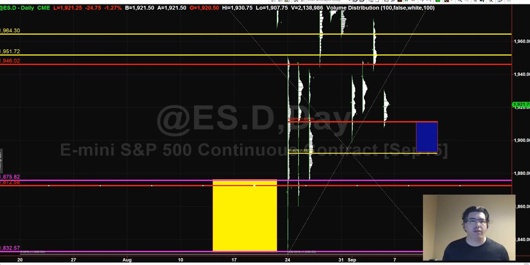Meaning that if we get to this open gap, we would reject down and we'd be a pretty good distance away, and vice versa. If we got down to this open gap down here, I would expect a rejection back up.